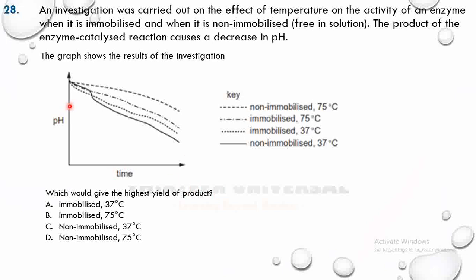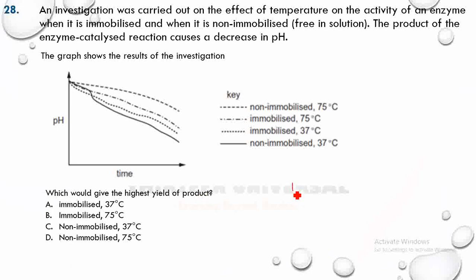This is pH. Can you see? All right, as the reaction is going on, pH is decreasing. Okay, time is increasing, pH is decreasing. All right, so which one gives us the highest yield of the product? So pause the video and try it. Which one gives us the highest yield of the product?